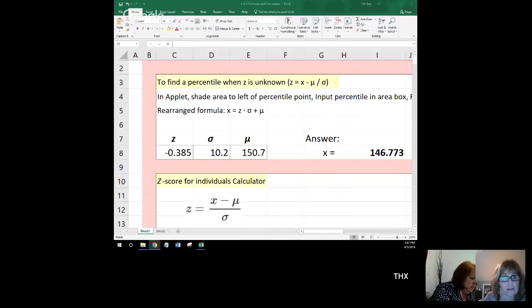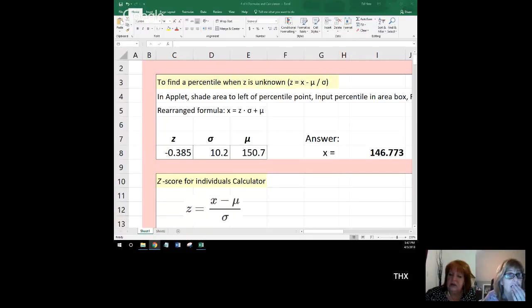146.8. Yeah. And I remember this formula. This is what Sister Lemon taught us. It wasn't in the book, but to find a percentile when Z is unknown. And they didn't give us a Z. So we found the Z in the applet. They gave us a standard deviation and the mean. And so that's how we come up with the X. I was coming up with the wrong z-score, so that's what it was.